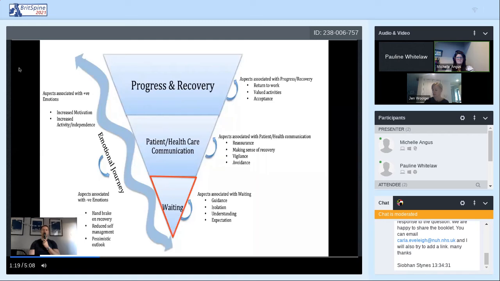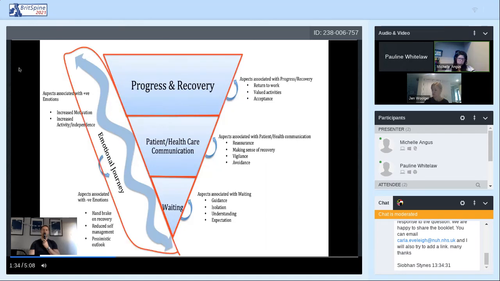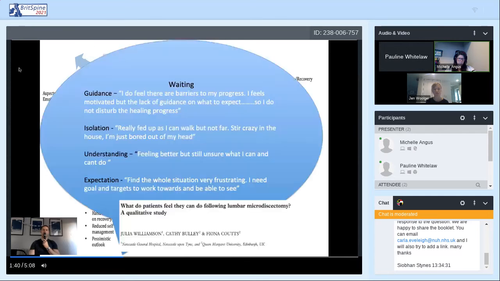The first theme was waiting, which describes the participant experience in their first 6 weeks post-discharge from surgery. The second theme describes interaction between the healthcare professional and the patient. The third theme describes the patient's progress and recovery. And the fourth theme describes the effect of the emotional journey patients experience throughout.